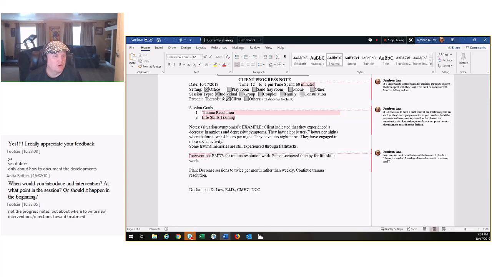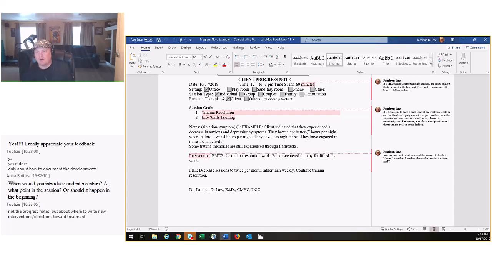Not the progress, but about where to write new interventions or directions toward treatment. You actually write it in. You just write it into your actual client progress note, or you add it as an addendum to your treatment plan. The most important part is that you have it documented. That's the most important piece.